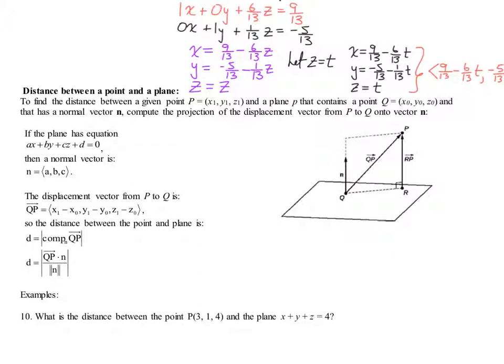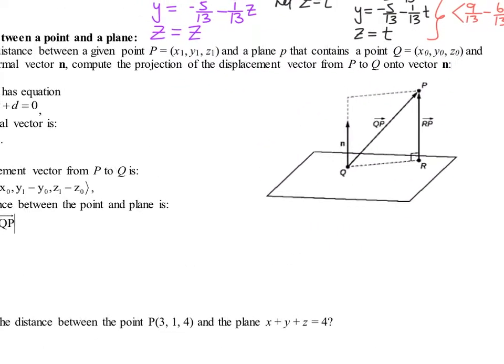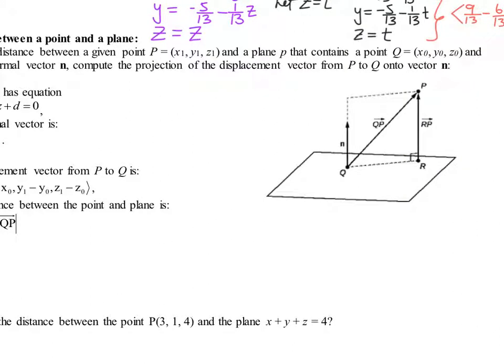All right, so the last thing that we're going to cover tonight is the distance between a point and a plane, which I should zoom in on for you. All right, so find the distance between a point and a plane. We have some point x1, y1, z1 and a plane that contains x sub o, y sub o, z sub o, and its normal vector n. Compute the projection of the displacement vector from P to Q onto vector n.